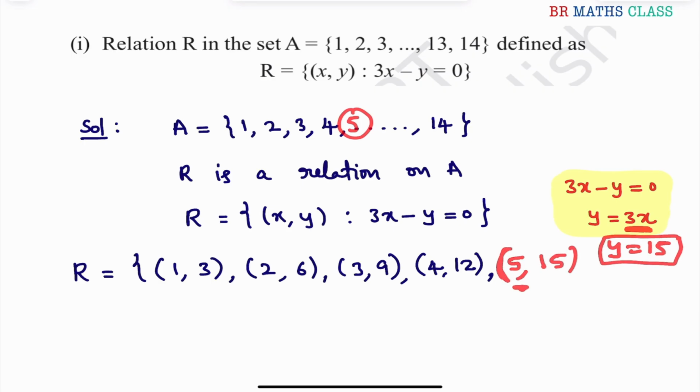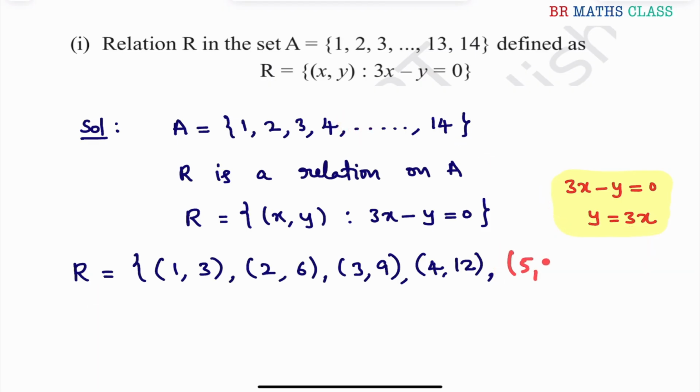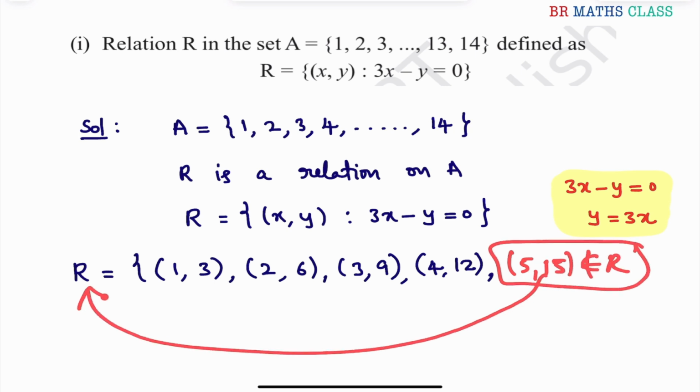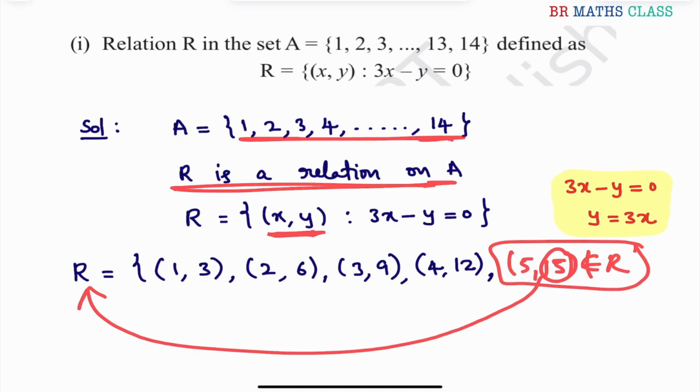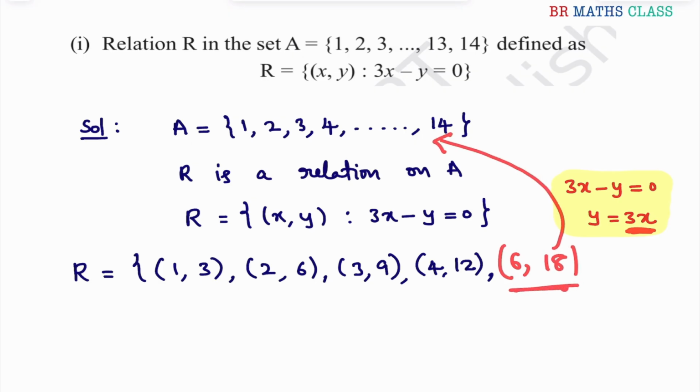But the problem is, for this ordered pair to be in this relation, both numbers must be in set A. Here 15 is there, and 15 is not in set A. So the ordered pair 5 comma 15 does not belong to this relation, because 15 is not in set A. This says that as it is a relation on A, x must be in set A, and y also must be in set A. Similarly, if I take x is 6, y will become 3 into 6, 18. As 18 is not in set A, this doesn't belong to this.